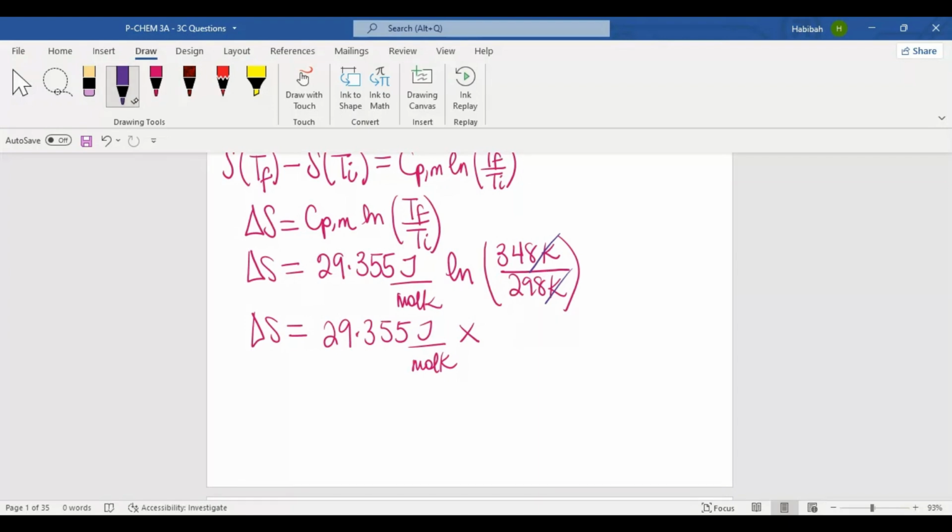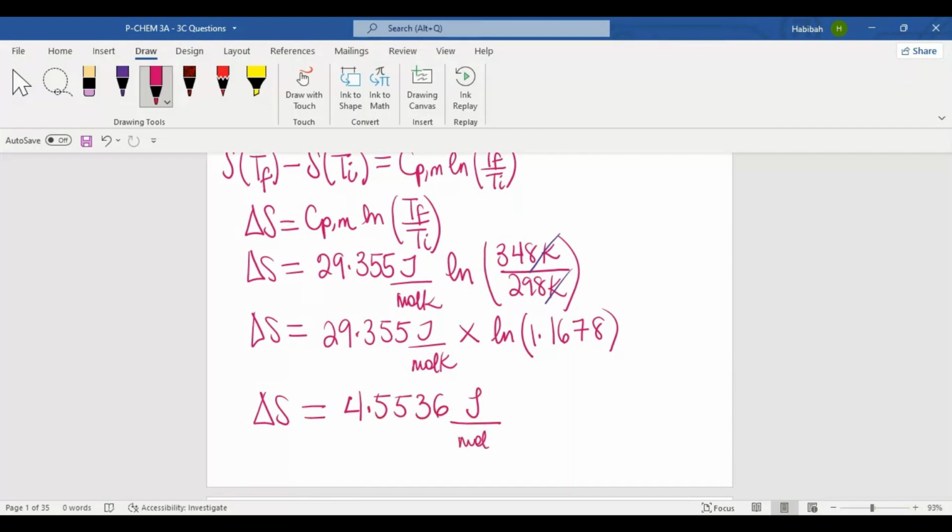So that would be ln of 348 divided by 298, which is the same thing as ln of 1.1678. You can input this information in your calculator: 29.355 times ln 1.1678 will give you the change in S to be 4.5536 joule per mole Kelvin.